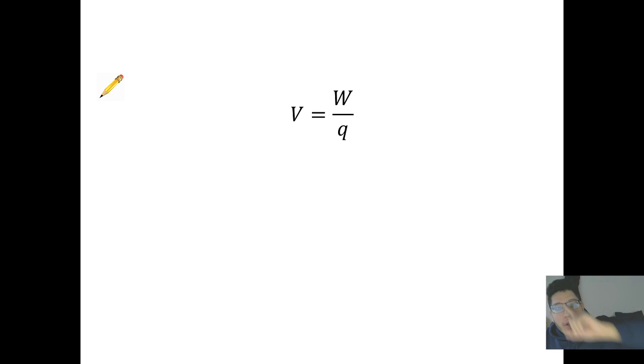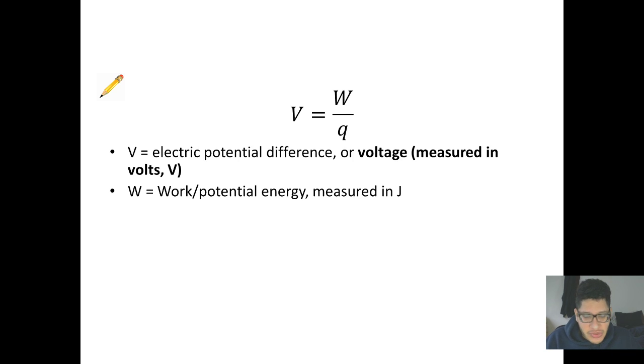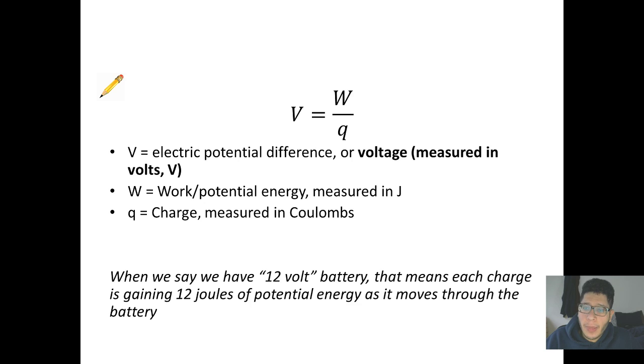Okay, so now we can actually calculate this electric potential difference. The electric potential difference is also known as voltage. Now, I'm sure you've heard of the word voltage before. We measure it in volts, and volts is just a big V. Work is the same as it's always been. Just keep in mind, again, that work can be used interchangeably with potential energy. It can mean the same thing, and this is measured in joules. Q is charge, which is measured in coulombs. Talked about that a million times.